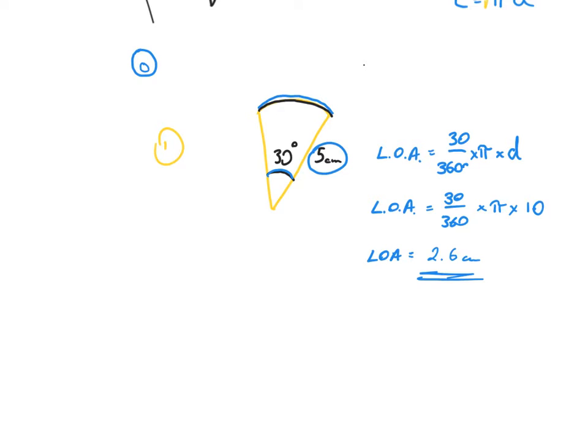So let's just go over that again. We're finding the length of the arc. The length of the arc is just a bit of the circumference of the full circle. How big is the bit? It's a 30 degree slice. So out of the full circle, 360 degrees, it's a 30 degree slice of the circumference of the circle, which is pi times d. So it's 30 out of 360 times pi times the diameter, which is 10. Where's that coming from? Well, that's the fact that the radius is 5, so the diameter then would be 10. Put that into the calculator, round it to one decimal place, and that's 2.6 centimetres.